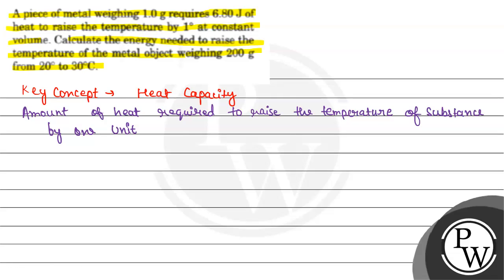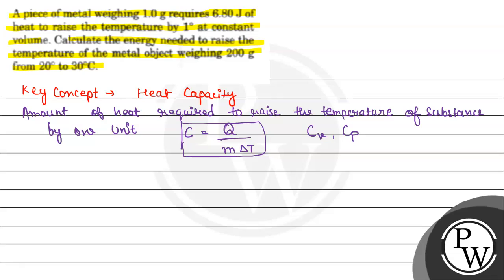The formula used for this is denoted as capital C, and the formula is C = Q divided by M delta T, where Q is heat, M is the mass, and delta T is the change in temperature. So this is the basic formula. If we are talking about the heat capacity at constant volume, then we write this as CV. If we are talking about the heat capacity at constant pressure, it is written as CP. So let us start our numerical.